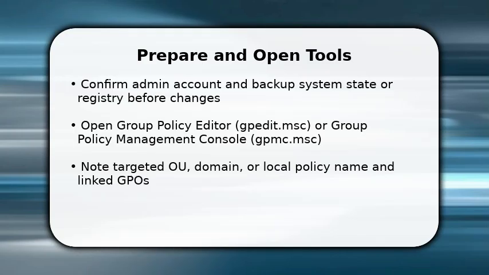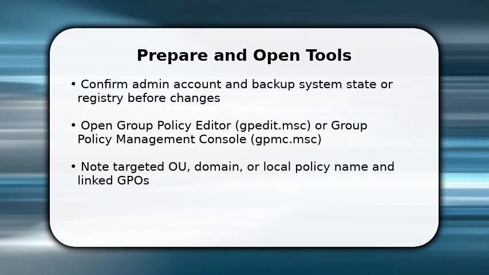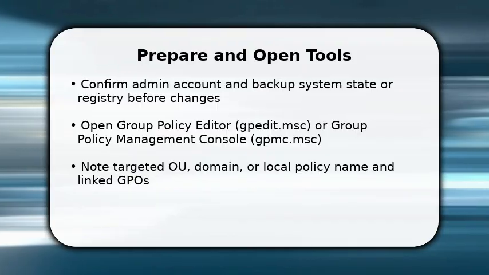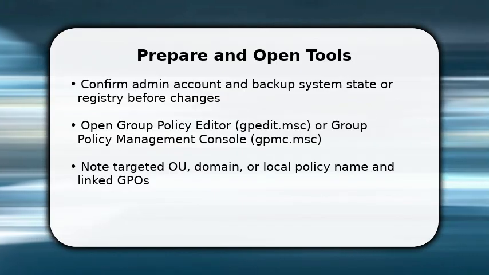You start by confirming you have an administrator account and a backup. This protects you if something goes wrong. Once done, open gpedit.msc for local policies or gpmc.msc for domain-level work. Make sure to identify the exact OU or domain and the linked GPO name. Write it down. Now, navigate to the policy scope and settings so you can see what applies. This gets you straight into action without delay and prevents accidental removal of unrelated policies.